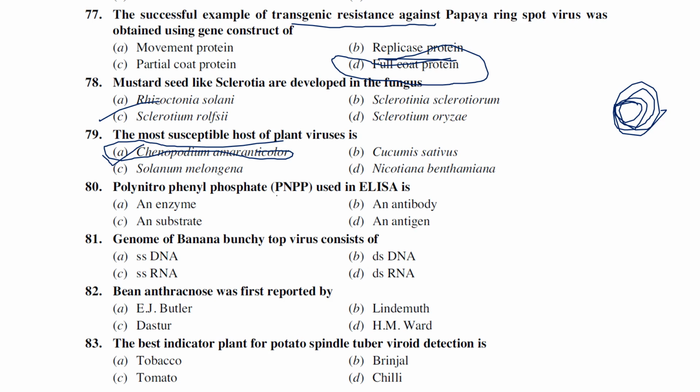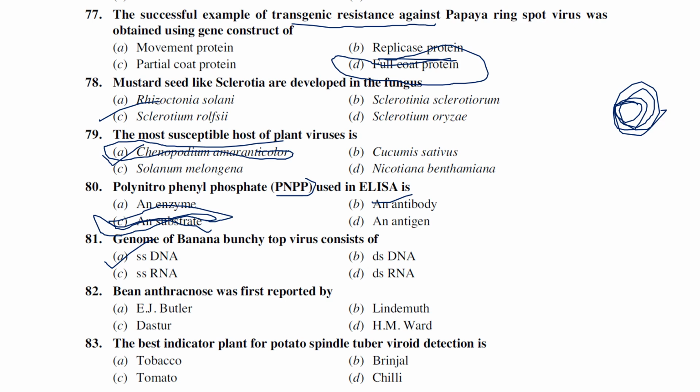Paranitrophenyl phosphate, that is PNPP, used in ELISA. So what is the function of PNPP? It is used as a substrate generally. Alkaline phosphatase is the enzyme, okay, but this PNPP is used as a substrate. The next one, genome of banana bunchy top virus. The banana bunchy top virus contains single stranded DNA as a genome, like Gemini kind of viruses, right?